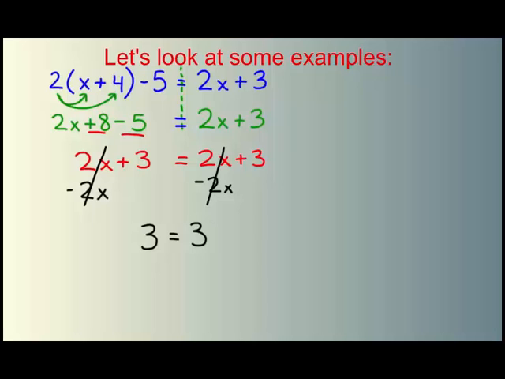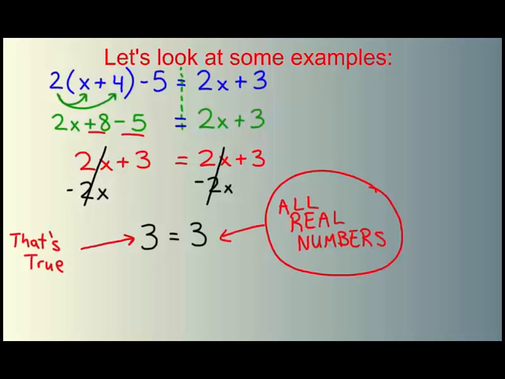Now in the last case, we knew that 0 did not equal 22, but in this case, we know that 3 does equal 3. So since that's a true statement, I know that any value I plug in for x would make this statement true. So my answer would be all real numbers. Any number I plug in for x would make this statement true.